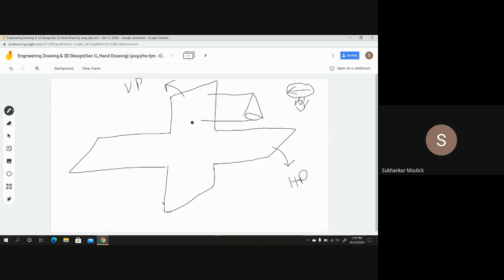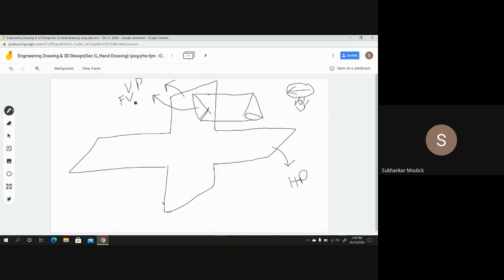So now, can you guess the shape of the front view of the cone? Triangle. Yes, it will be a triangle. That means I can see somewhat this kind of triangle. Yes or no? Yes, sir. So this view is called the front view, denoted by the symbol FV, and it is located in the vertical plane.